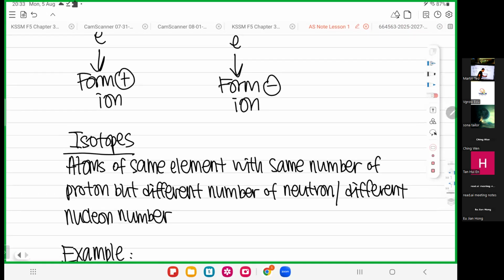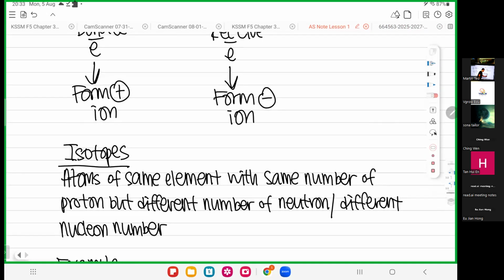Okay, so what is isotopes? Isotope refers to atoms of the same element with the same number of protons but different number of neutrons. Anything which has the same number of protons but different number of neutrons, we call them isotopes.